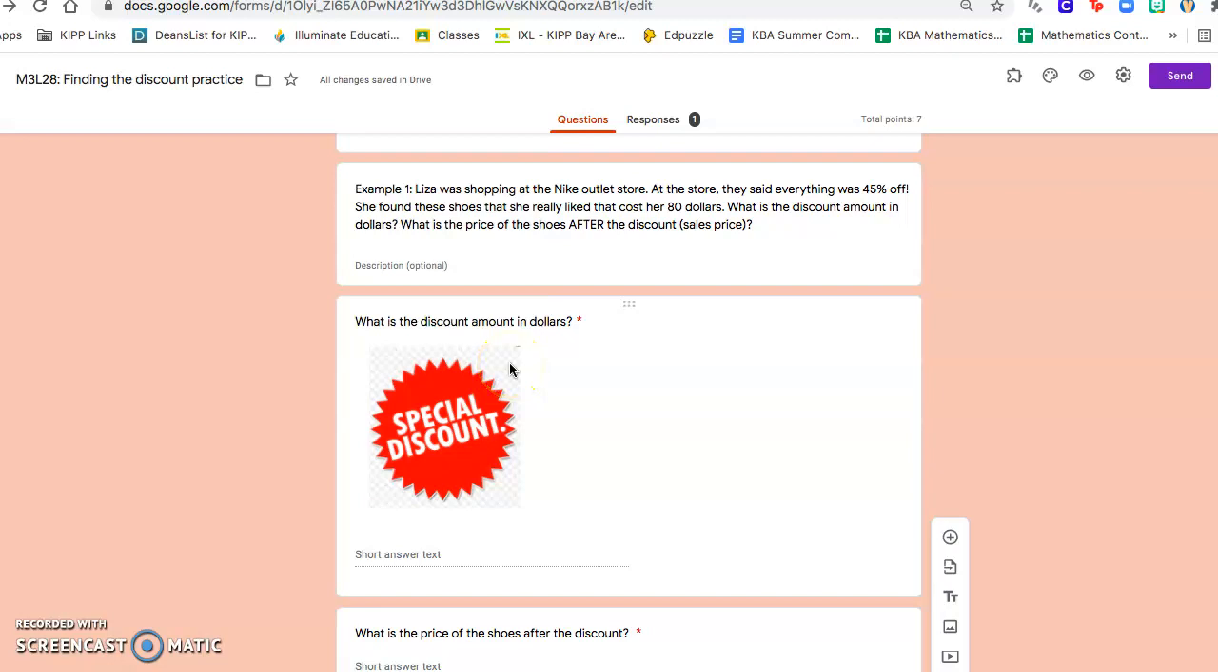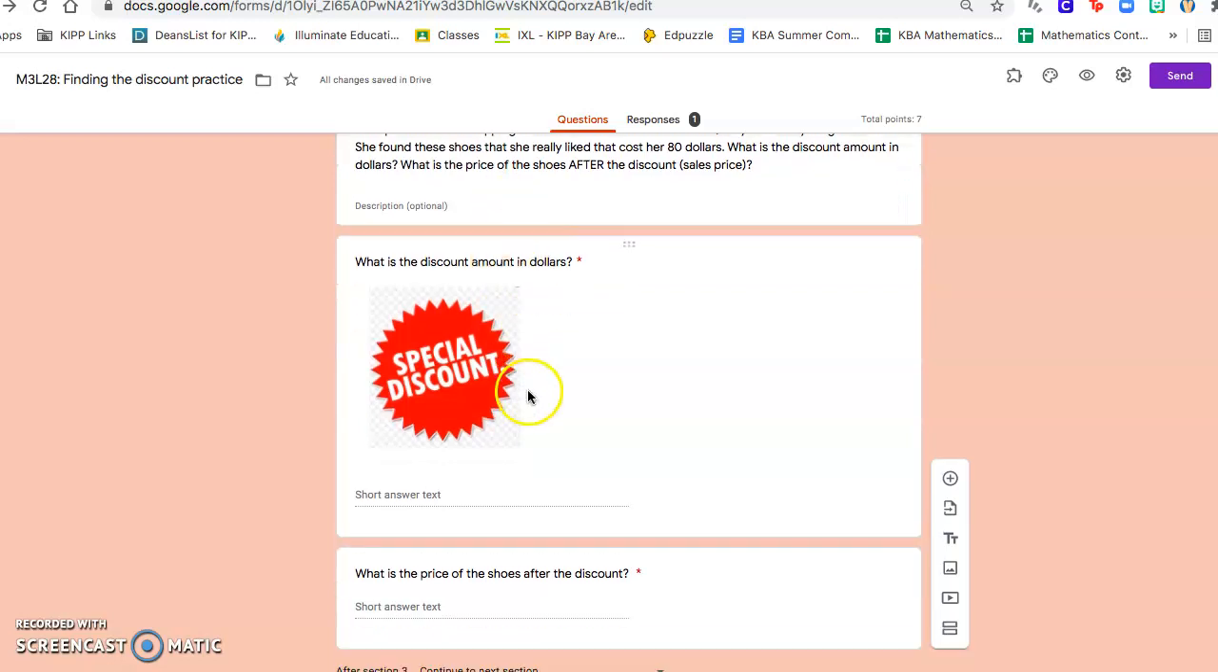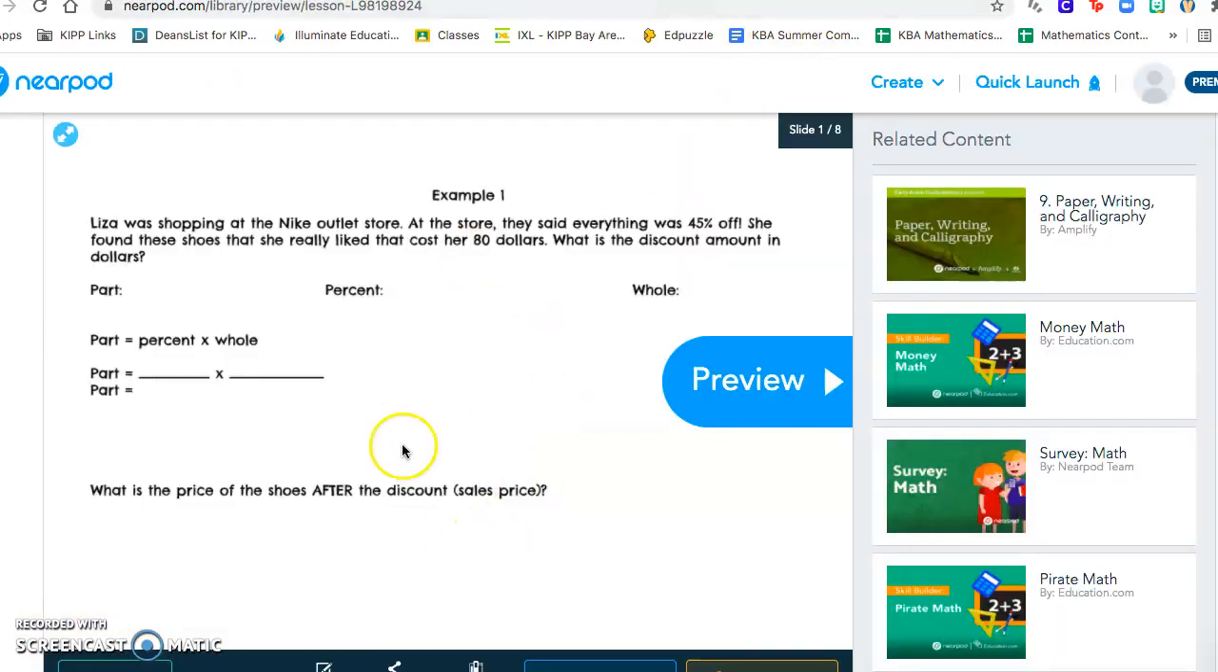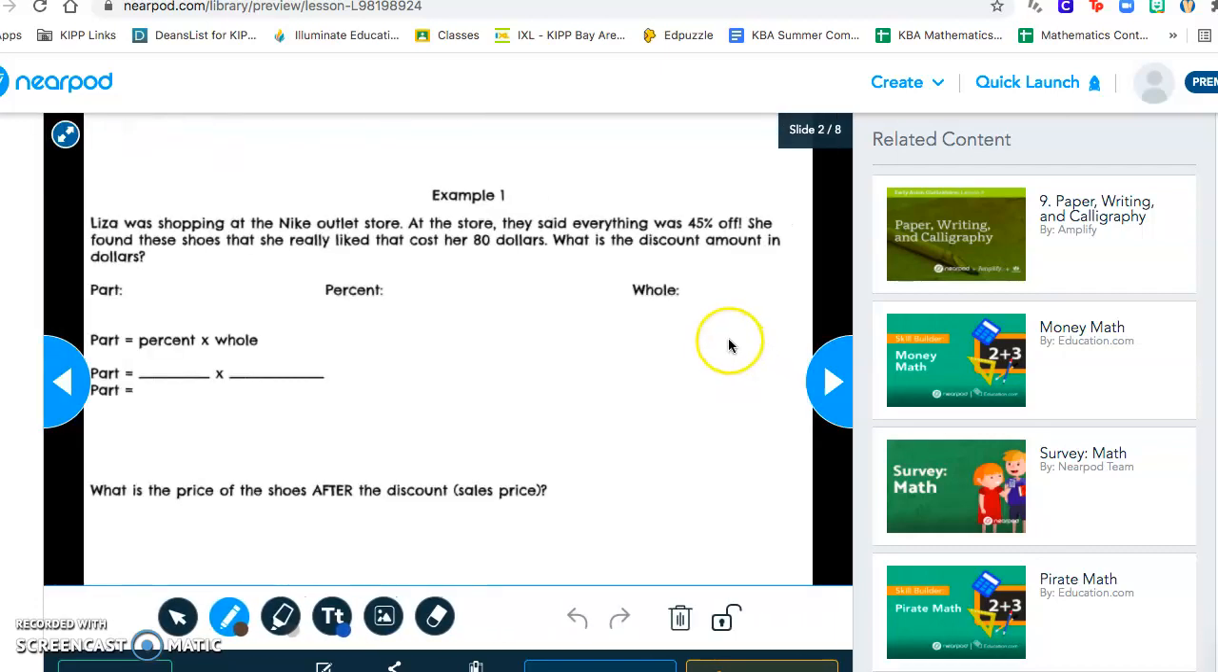Hey, 7th grade. So today we're going to continue talking about discounts and finding the discount amount and the price after the discount, which is the sales price. So the first thing is you could either use paper or you use the Nearpod, and the Nearpod here is going to give you the actual problem, and it's going to be broken down for you if you need it.